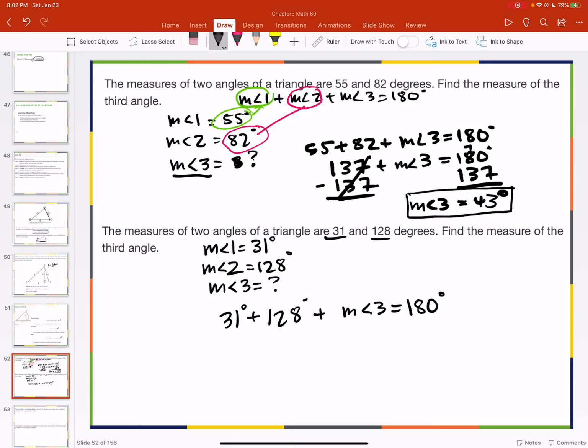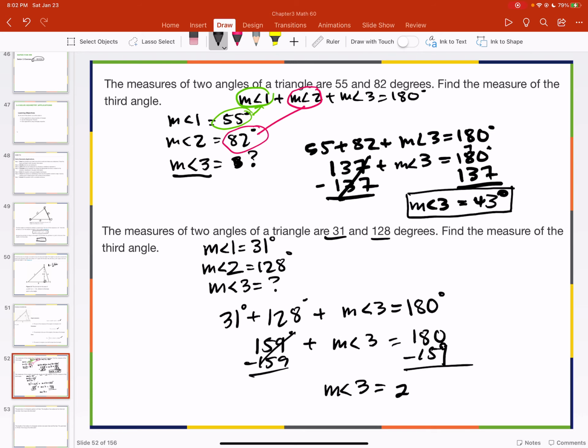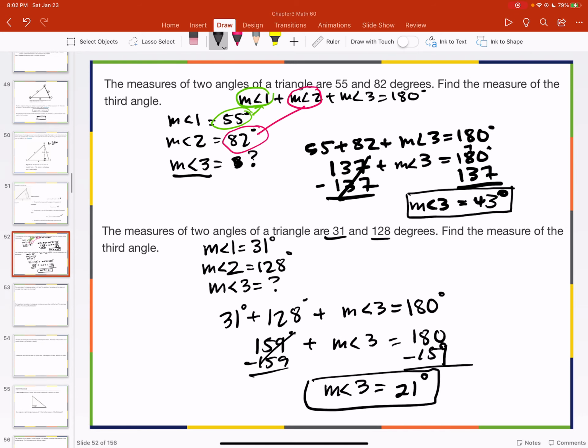And we can add these two together. That becomes 159 plus measure of angle 3. This is degrees. We don't write it all the time, we could just leave it like that, but that's fine. And then we subtract 159 from both sides, and we get the measure of angle 3 is equal to what? That's going to equal 21 degrees. Okay, so that's how we do that.